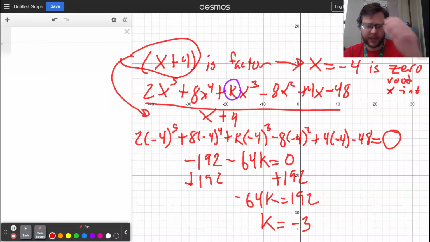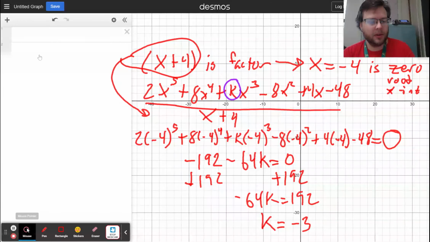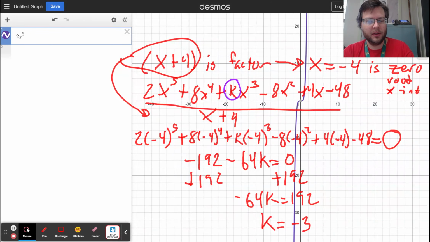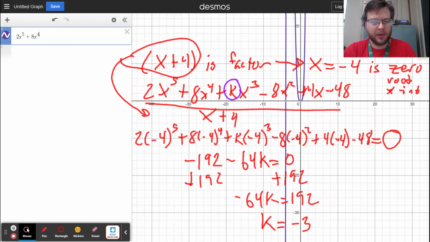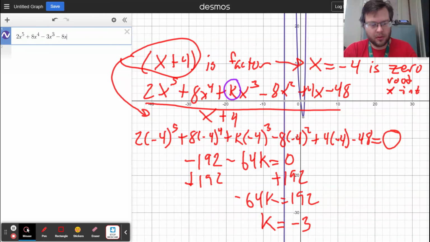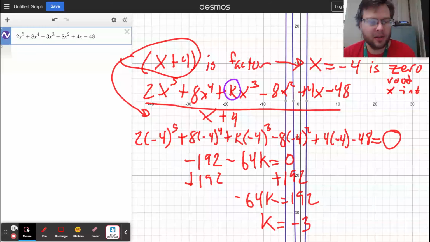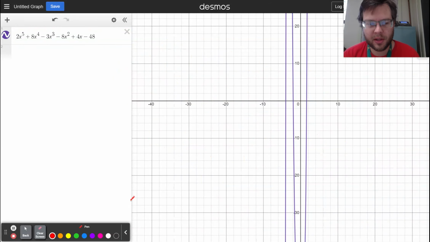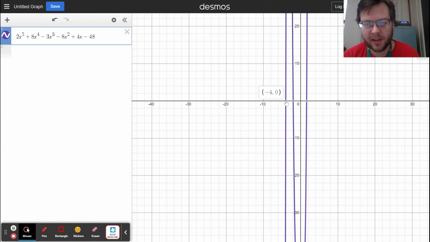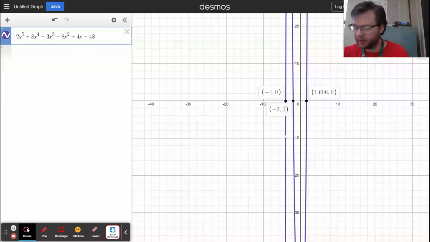And just to kind of reinforce the idea here, if I actually go on Desmos here and I type in my wonderful polynomial with a -3 for the k value, what I hope you notice now, let me clear out my drawing, is that it hits the x-axis at -4, 0. And the clue that I was given in the problem is that x plus 4 is a factor. Okay, but if x plus 4 is a factor, then -4 is a 0. It also has a couple other zeros, but that's not relevant.